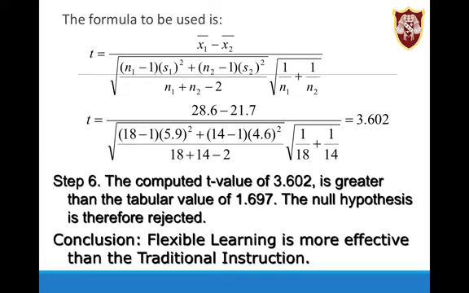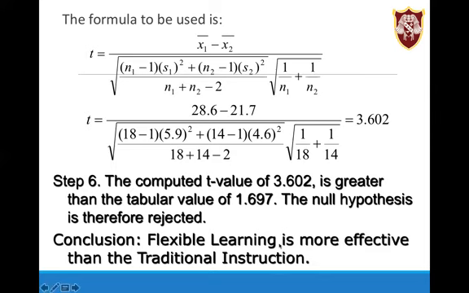1.697. So based on the decision rule or the criterion, if the absolute computed value is greater than the absolute tabular value, we reject the null hypothesis. So the null hypothesis is rejected.